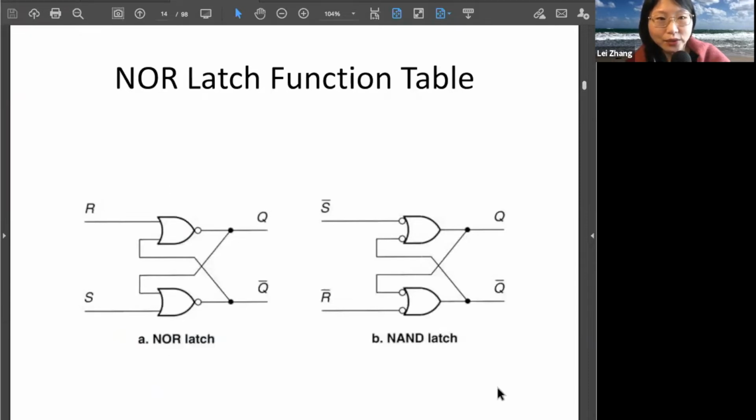Okay, so this is the NOR latch function table and the NAND latch function table. We can see this latch is formed by a pair of NOR gates and there is a feedback loop. Because we have this feedback loop, it will create this memory to remember what the previous state was before the input state changes.